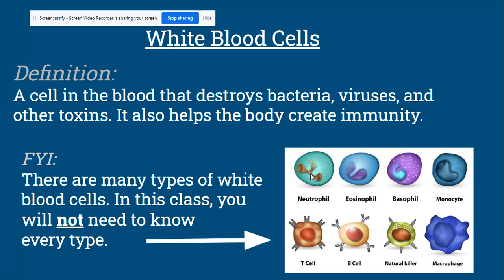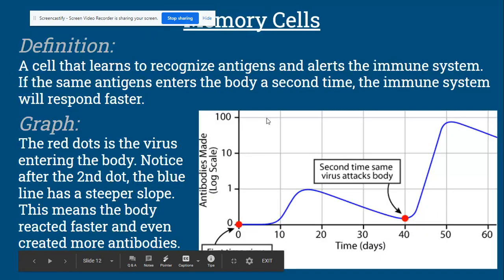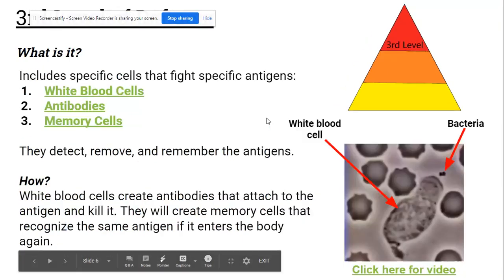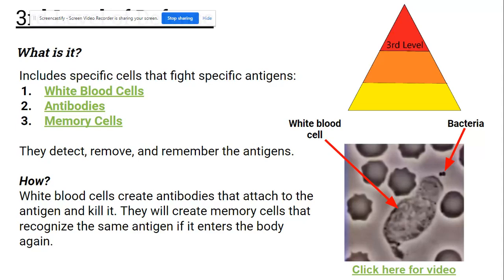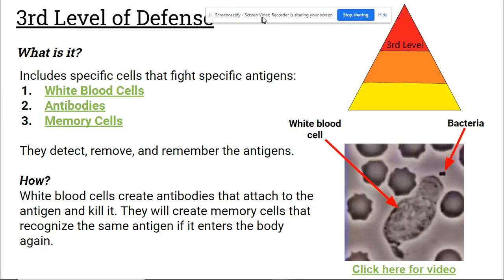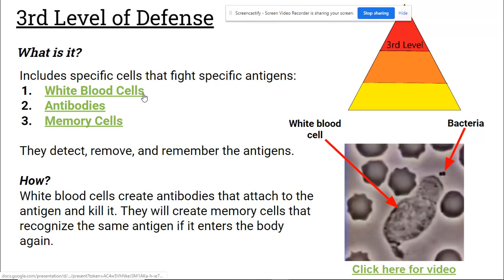But that right there was actually a neutrophil. It's super cool to learn about if you're into cells. I get it, some people aren't. What are you going to do? But just know that your third level of defense is white blood cells and your antibodies.